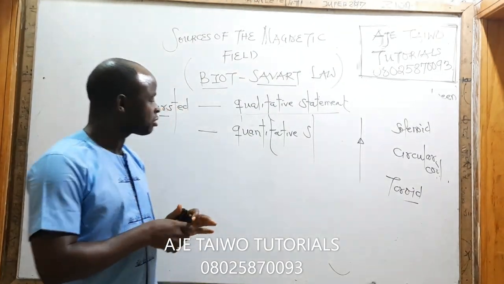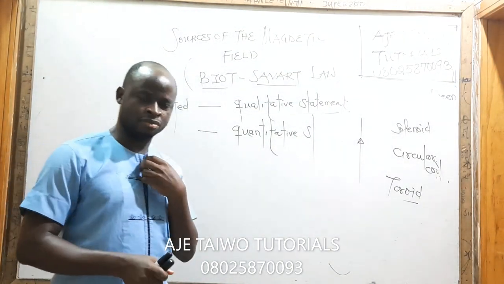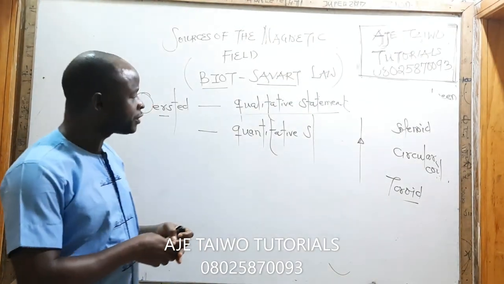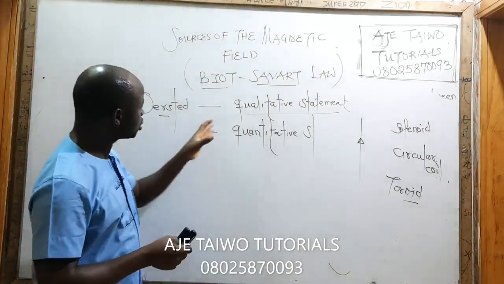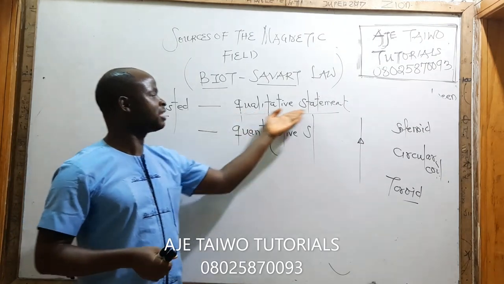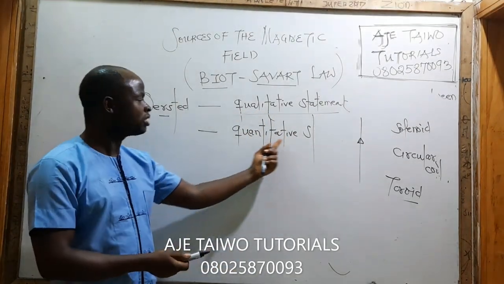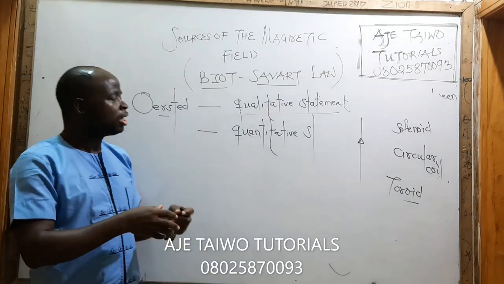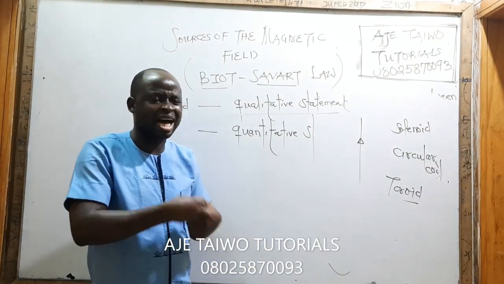Just like someone is asking you, have you eaten? And somebody gives you 100 naira, go and eat. Someone that asks you, have you eaten? It's just a qualitative statement. Someone that gave you money to go and eat is giving you a quantitative statement. That means what? It's action. And it's what? It's statement.